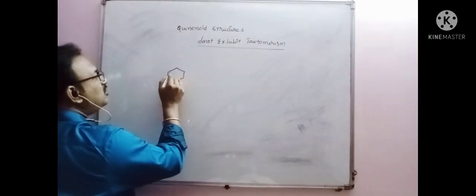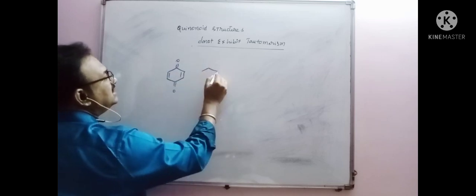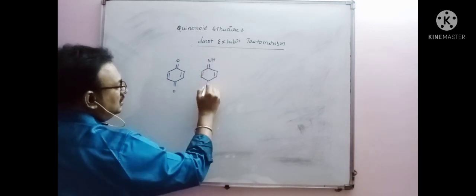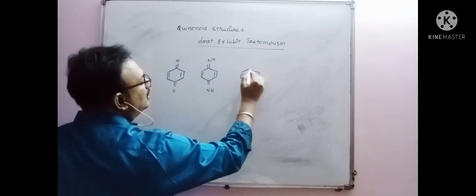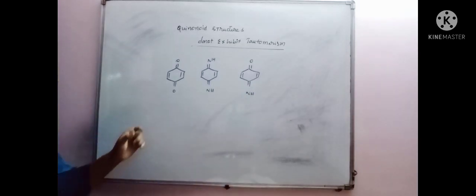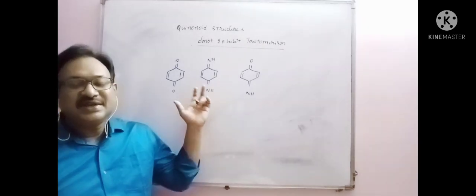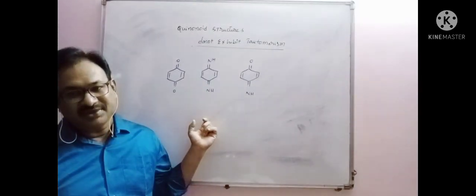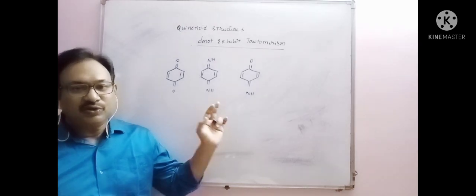This is one quinoid structure, and this is another quinoid structure, and there is a third. So, these three quinoids do not exhibit tautomerism because there are no exchangeable hydrogens or labile acidic hydrogen atoms. That's why this kind of quinoid does not exhibit tautomerism.